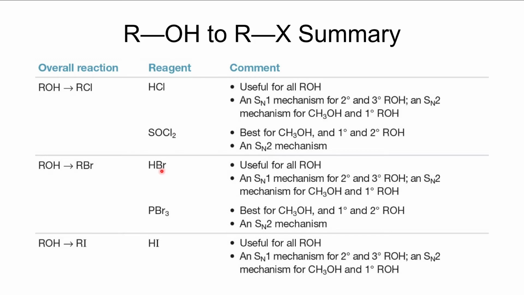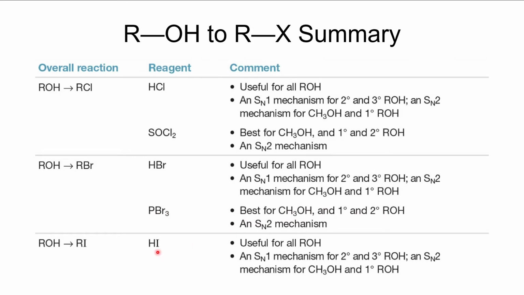For bromide, we can use HBr, again, all three, so primary, secondary, tertiary are all available, and the methyl, if you want to do it by an SN2 mechanism. For PBr3, only by an SN2 mechanism, which means methyl, primary, and secondary only. We can't do the tertiary with this.